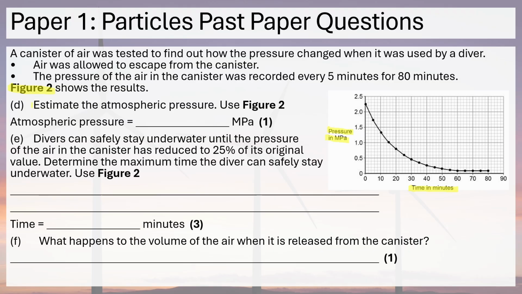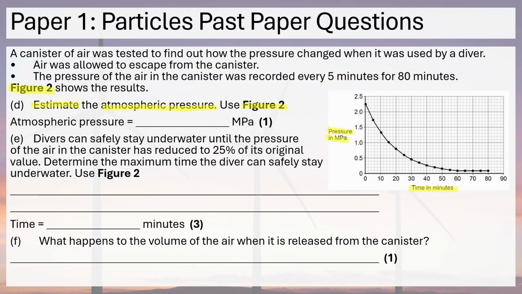Part D asks me to estimate atmospheric pressure. Again, we're using figure 2. If we think about something like a balloon, if I blow it up and then let the air out, the air will keep rushing out of the balloon because the air in the balloon is under a higher pressure. Once the air pressure inside the balloon and outside is the same, the air won't come out anymore. That's why when we pick up our balloon off the floor, there's a little bit of air left inside, because the 2 pressures are now the same.